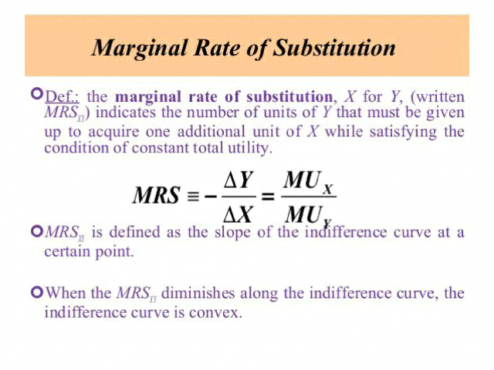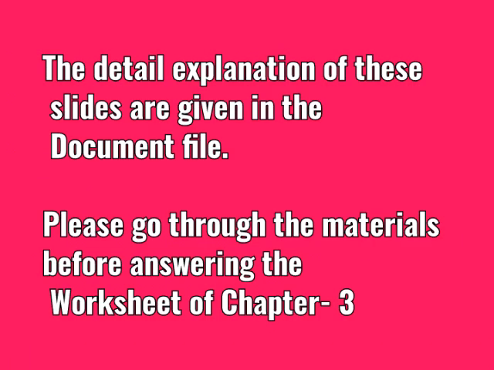So you can see the marginal rate of substitution is the slope of IC, which is given by marginal utility of X divided by marginal utility of Y. It should be equal to the slope of the budget line, and MRS is always negative as it is diminishing.